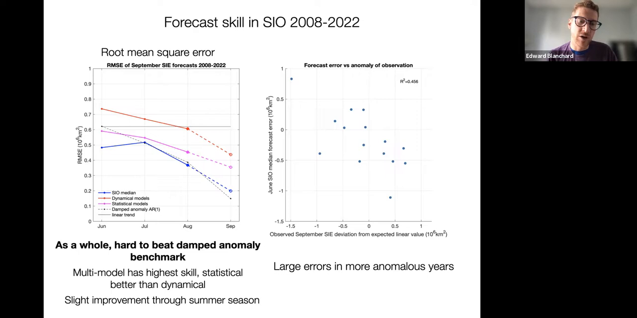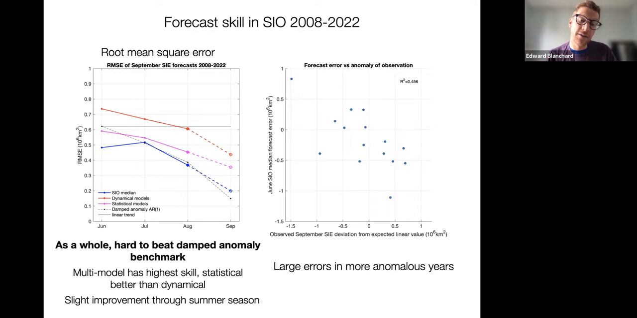And there's quite a bit to read from this figure. One is that overall, the Sea Ice Outlook median forecast is higher skilled than the full suite of either the statistical or dynamical models. The dynamical models perform a little worse than the statistical ones. We do see an improvement from June through July, August, September. As the lead time decreases, we see an improvement, but it's relatively modest or fairly flat.